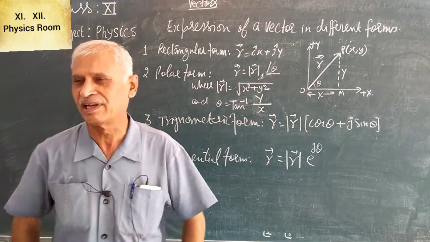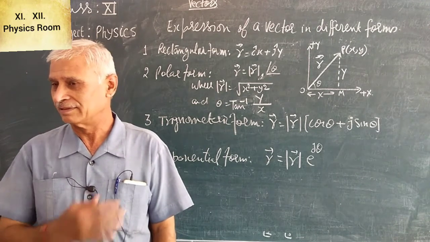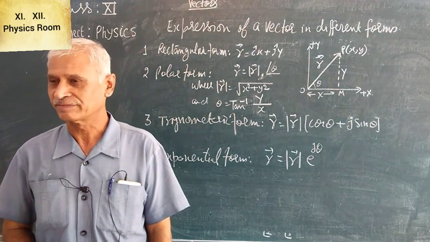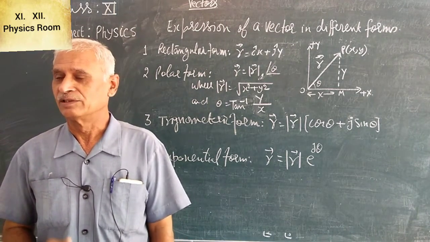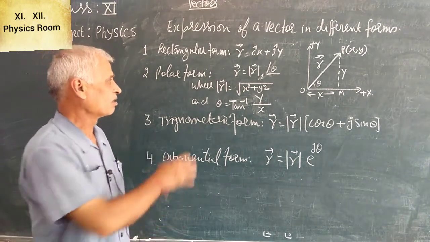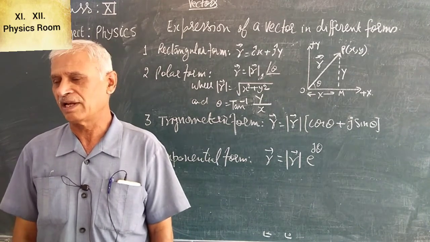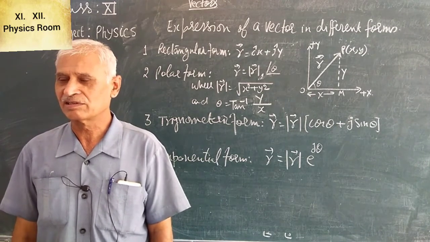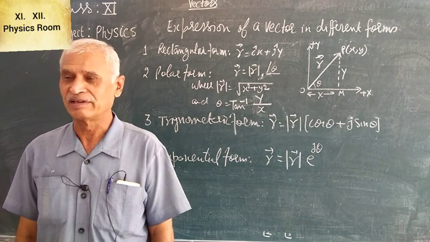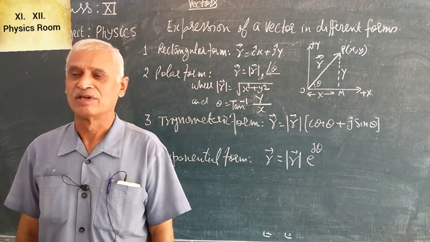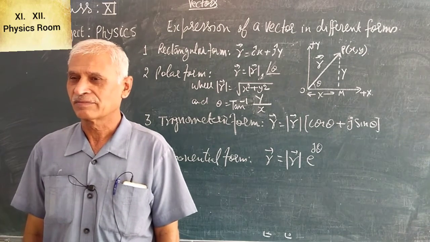So you have to develop a skill to express directly the different forms of the same vector. Quickly and perfectly you have to interchange the forms. You have to prepare this well, because without this you won't be able to understand the concepts of AC theory. So it is here in 11th class you have to learn it. Okay, thank you. Wish you good luck.